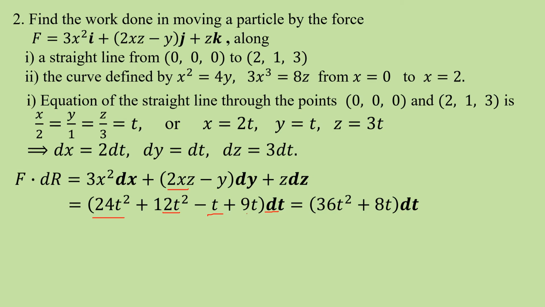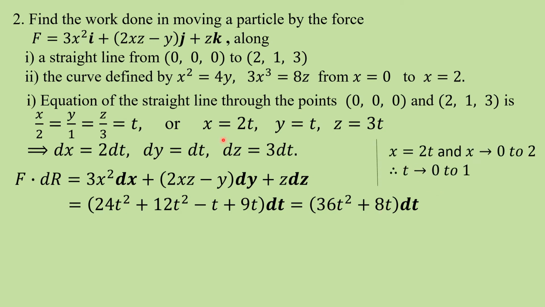So I have simplified. Finally, 24t square plus 12t square is equal to 36t square, minus t plus 9t, that gives 8t. So which I can now integrate. The line integral now becomes a simple real function of t, integral of real function of t. So I want corresponding t limits.